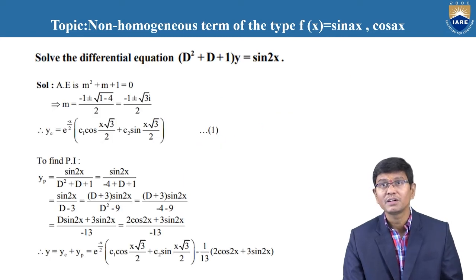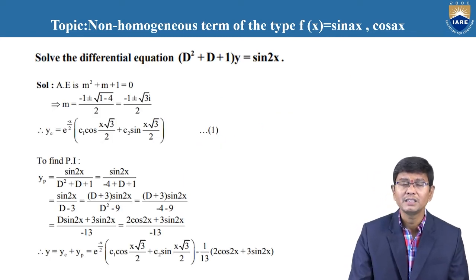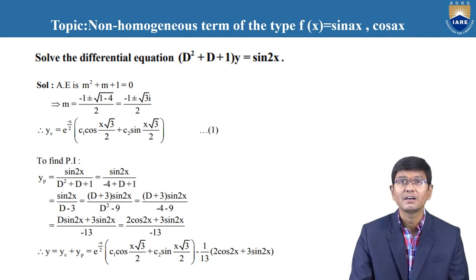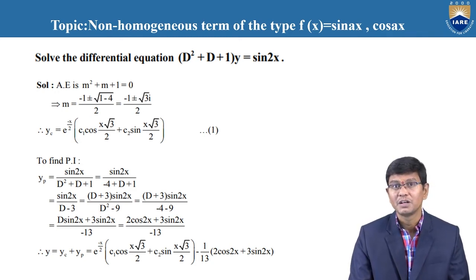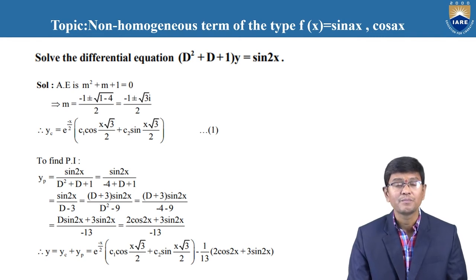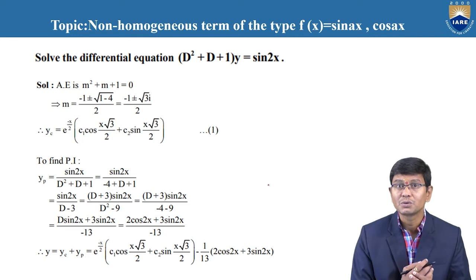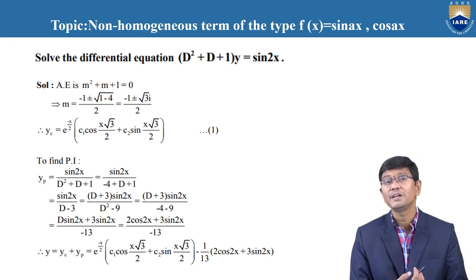Now we need to solve the differential equation (D square plus 2D plus 1) into y is equal to sin 2x. Therefore, for the complementary function, we need to find the auxiliary equation. Therefore, the auxiliary equation is m square plus 2m plus 1 is equal to 0. Now we need to find the roots of m.